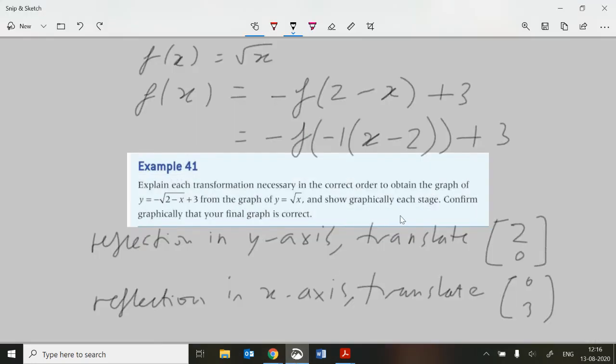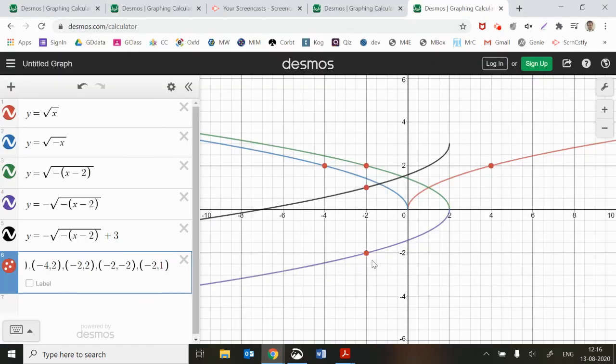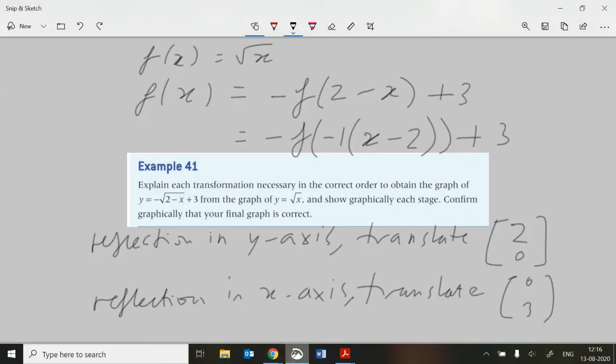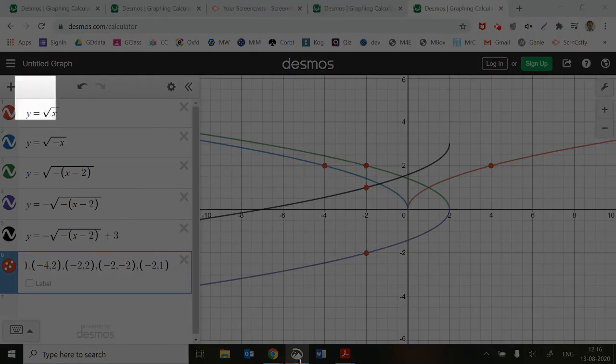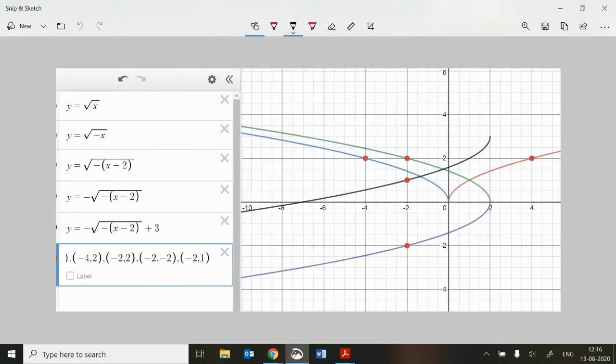It probably asks for the domain and range of this function. Does it ask for that or not? Confirm graphically that your final graph is correct. Well, we've done that. But I would expect an extension question here to say, what is the domain and the range of the final function? Let's just answer that as well. So I expect that to be a final question or an extension part.